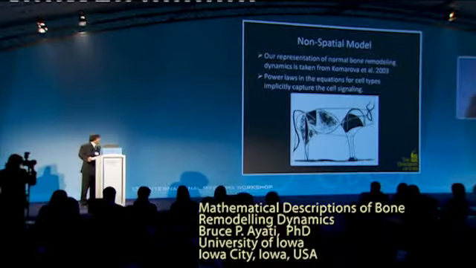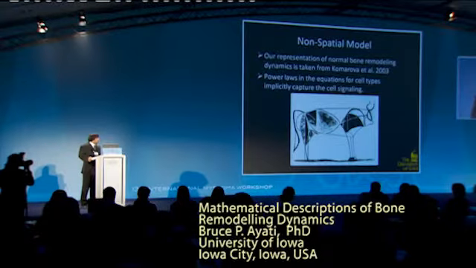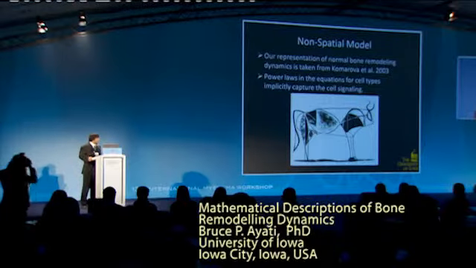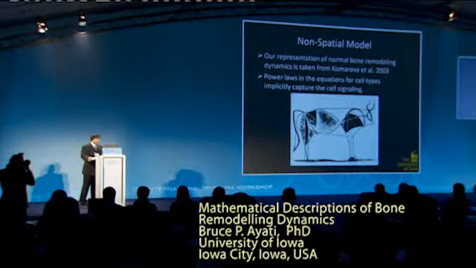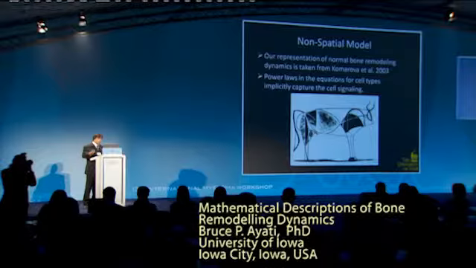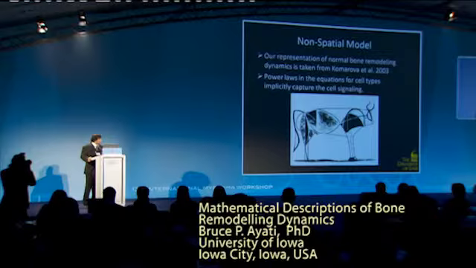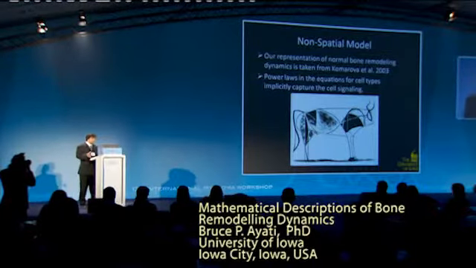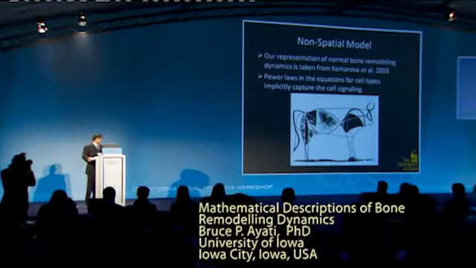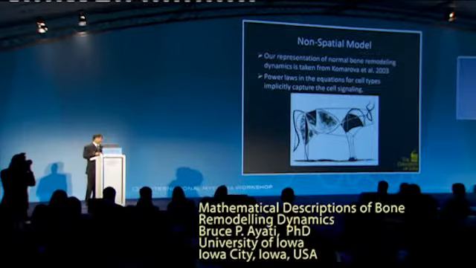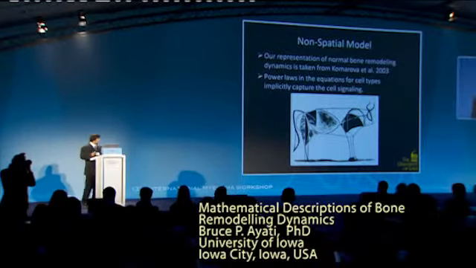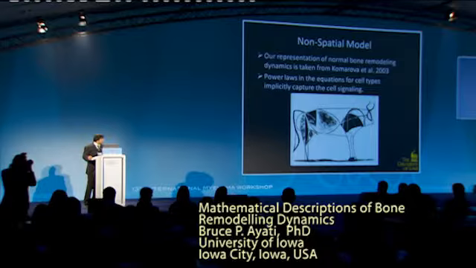So the project lineage thus far is we began with a non-spatial model, meaning we're looking at just the local interactions of the various cell types. And we started with a model of normal bone remodeling taken from a Komarova et al. paper in 2003 that was published in the journal Bone. The key feature of this is that it had power laws for the cell type equations that implicitly captured the cell signaling, the autocrine signaling and the paracrine signaling, rather than individual compartments for those models.